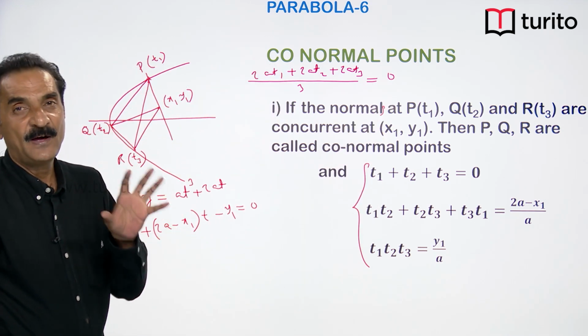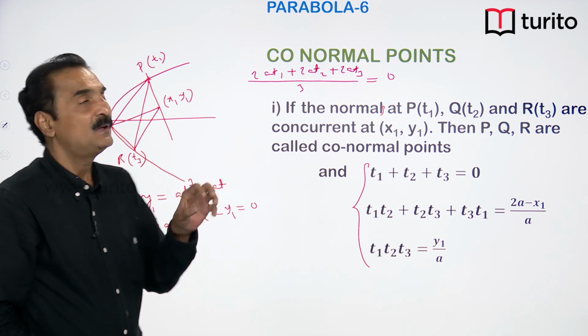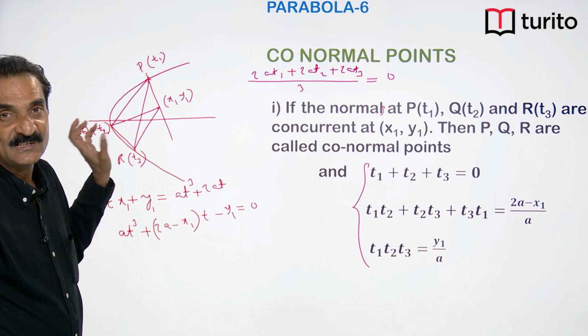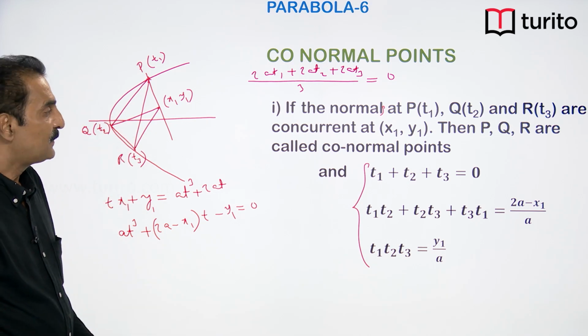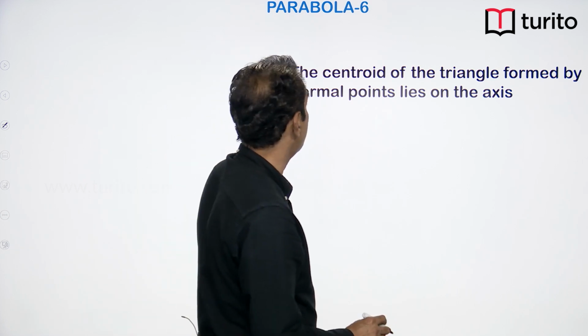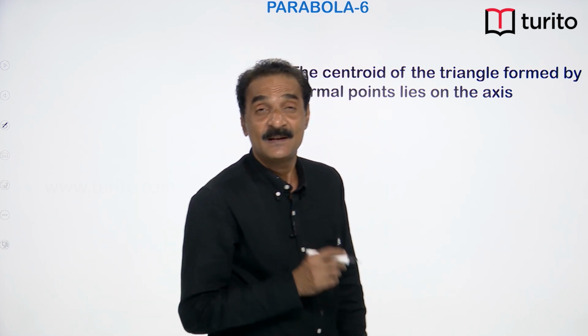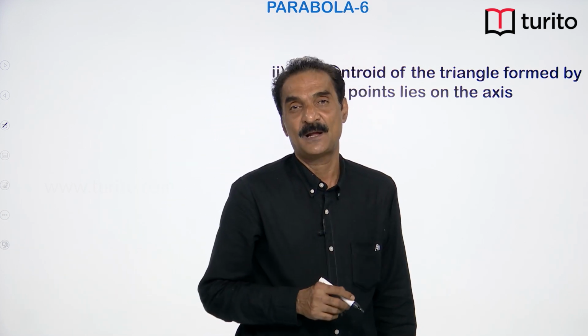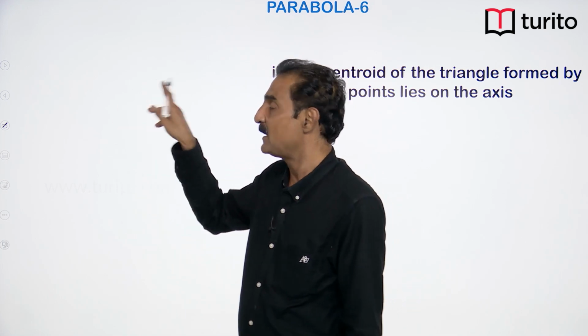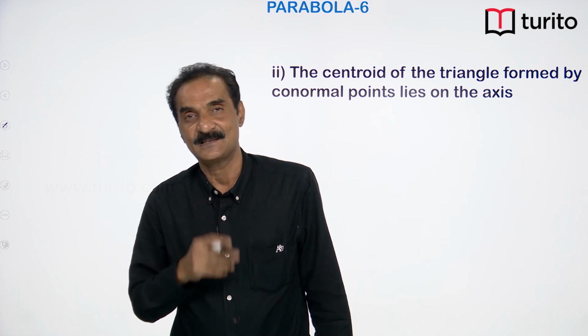Then if the y coordinate of a point is 0, the point lies on the x axis. X axis means axis of the parabola. So we observe that the centroid of the triangle formed by the co-normal points lies on the axis of the parabola. In a general parabola, it lies on the axis. In this parabola, it lies on the x axis.